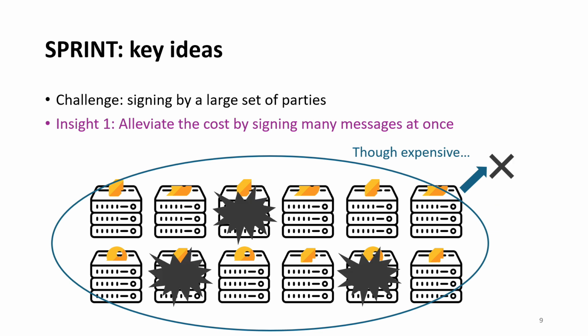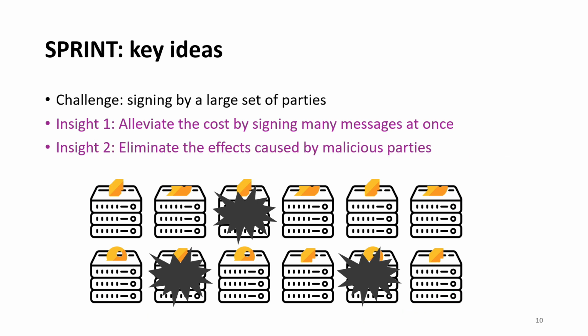But this is not enough. Recall that we have many parties, so it's likely that some of them act maliciously during the protocol execution and then make the signing fail. This completely defeats the benefits we just got because we need to rerun the protocol, and likely this crash will happen again. So to make the first insight useful, we want to eliminate the effects caused by the malicious parties, either by detecting them or in an indirect way removing these effects, and to ensure output.